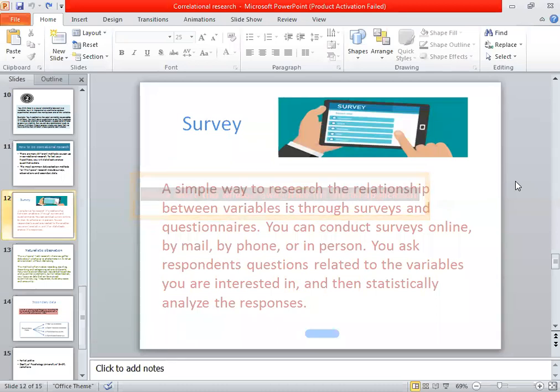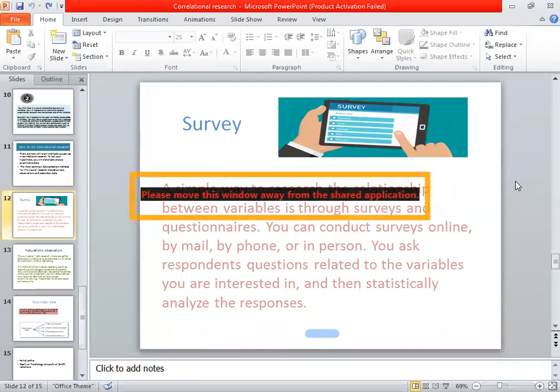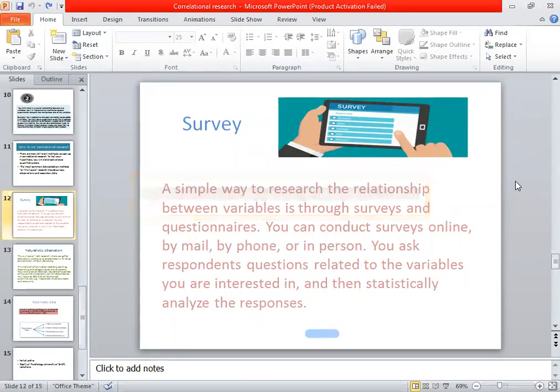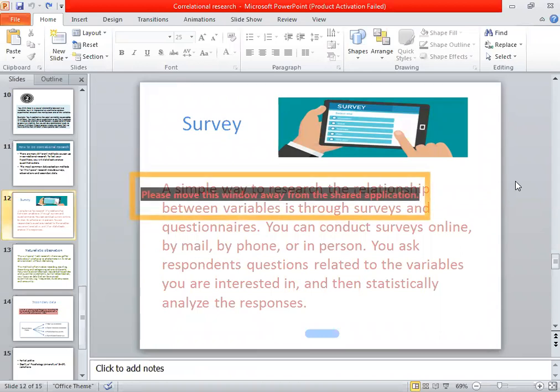We can conduct surveys through different mediums. We can do it online, through email, through phone, or in person, where we distribute questionnaires and take answers from the participants. So you can ask the respondents questions related to the variables you are interested in and then statistically analyze the responses. For example, if as a teacher of psychology I want to measure the relationship between this new teaching style of online teaching and students' mental health, then I will just send you a questionnaire online by sending it through email or on a phone, or we can come to you and give you those questionnaires.